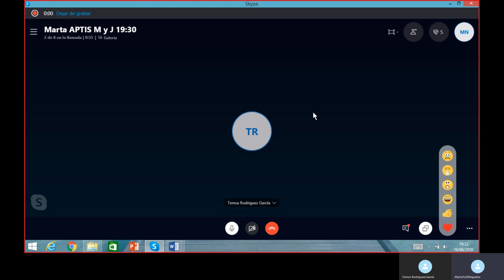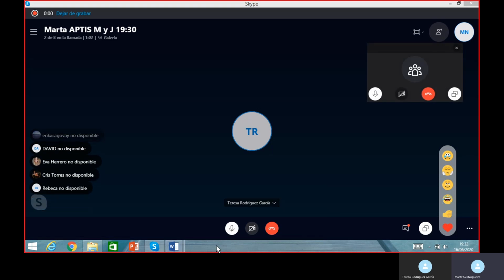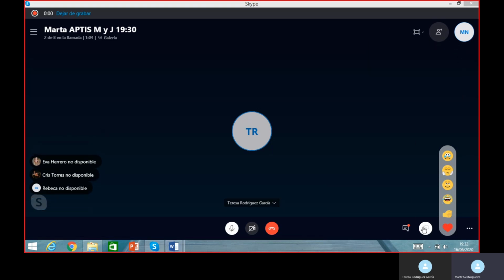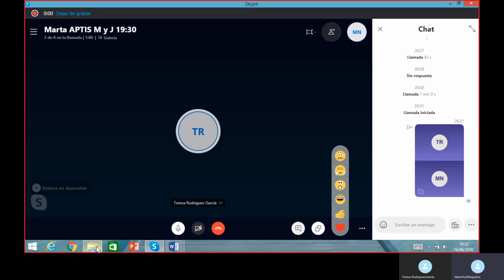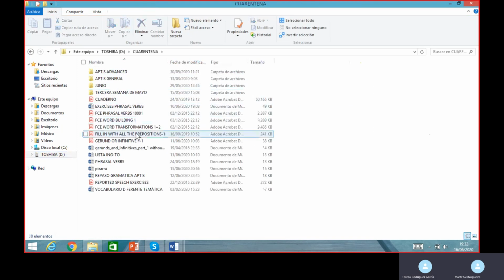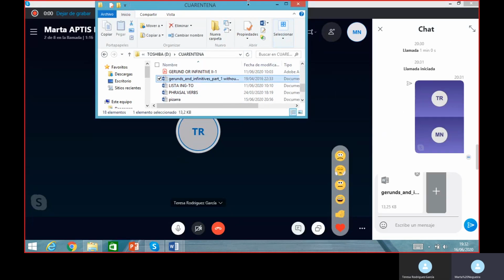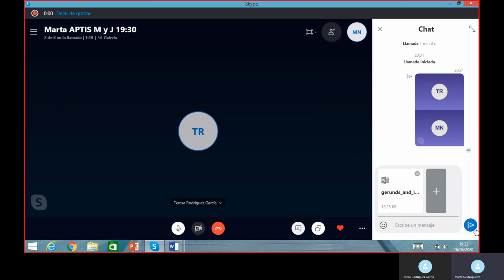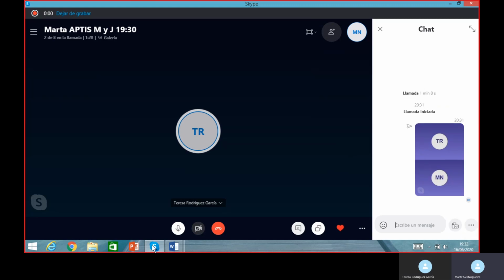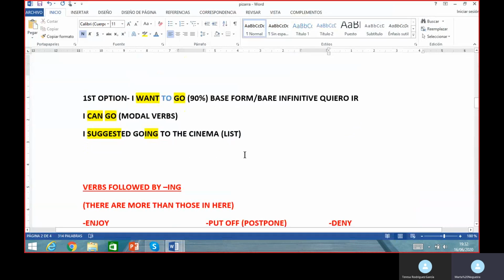practice things that we have already practiced. Let me see, I'm going to pass. I have already opened all the documents and so on. And the first thing that we're going to see is gerunds and infinitives. Okay, this is something we saw some time ago. Okay, and I'm going to just review these concepts.